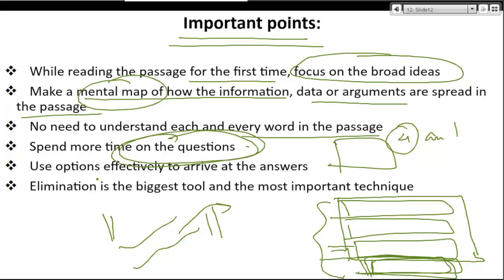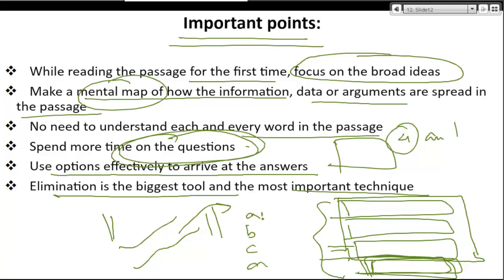And don't forget, people, use options effectively to arrive at the answers. Elimination is the biggest tool and the most important technique. You have the options after all, right? So we can use the options to check. Some of these might go out because they don't agree with the central idea of the passage.